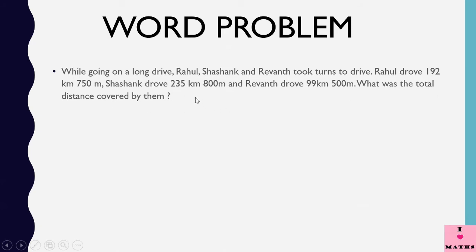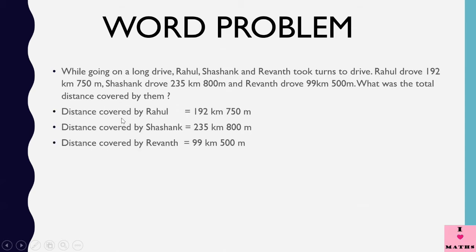covered by them? Now, since children, all three of them were going together and they took turns, we have to find the total distance. So what will you do? Which operation will you do? Come on, think. Yes, we are going to add. If we add the distance driven by all three of them separately, we will come to know the total distance covered by them.